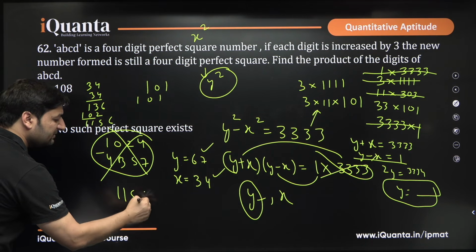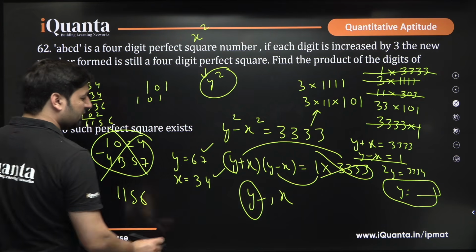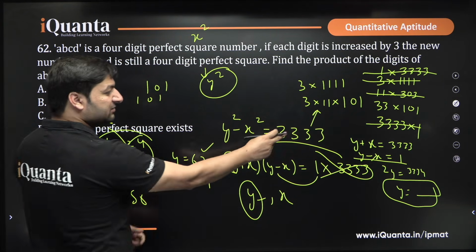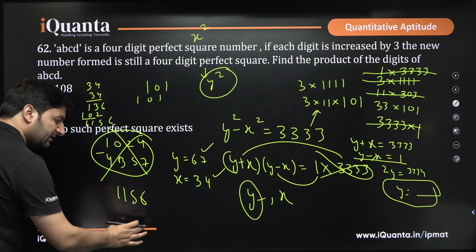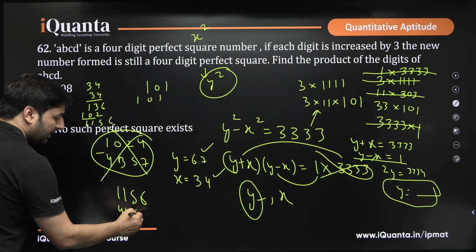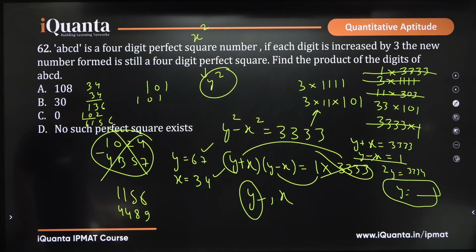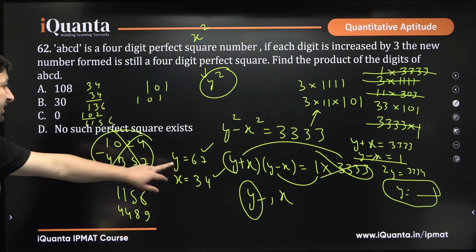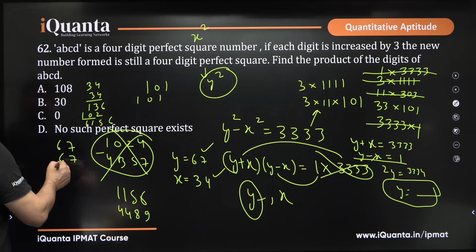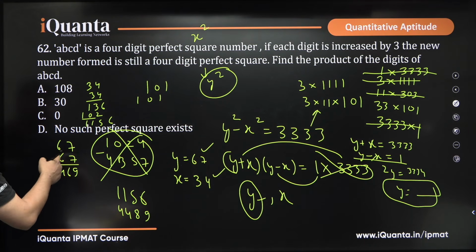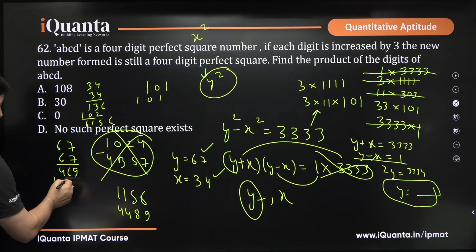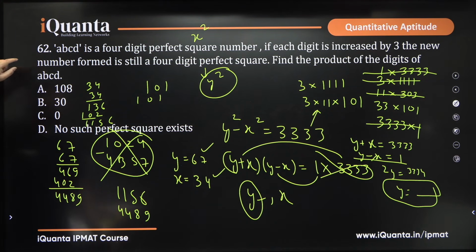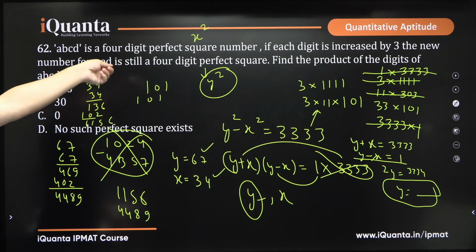1156 is the smaller number, and the greater number is 3333 more. That means you have to add 3 to each digit. So 4489. I hope that is clear. You have got both. Is 4489 the square of 67? It should be. So 67 into 67 will be 4489, perfect. Now, ABCD is a 4-digit perfect square number if each digit is increased by 3.